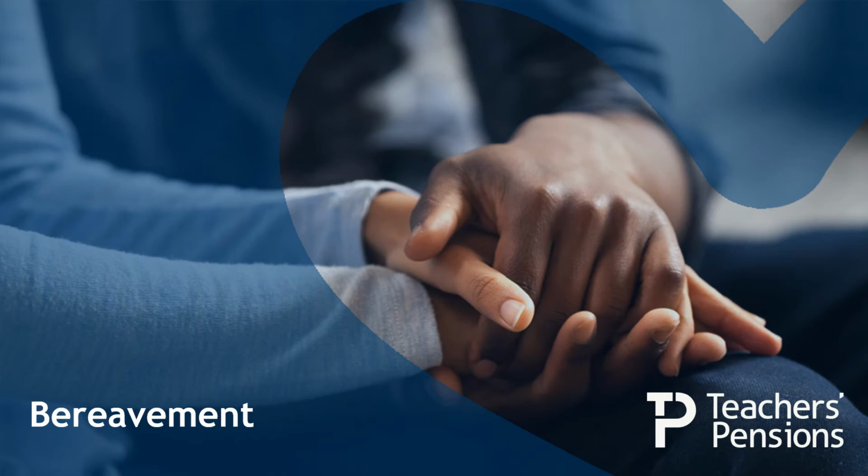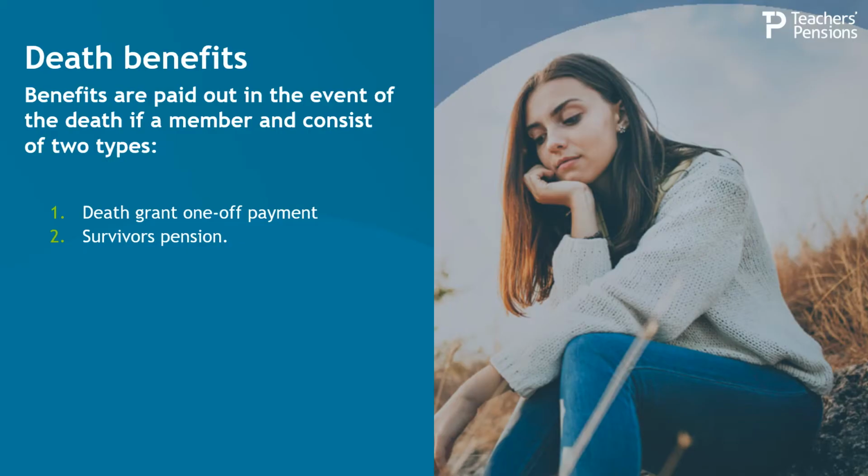In this webinar, we'll be giving you more information on death benefits, what they are, and who they're applicable to. In the event of a member's death, there are two types of benefits which could be paid out. These are a death grant one-off payment and a survivor's pension. There are four types of death grant payments: an in-service death grant, an out-of-service death grant, a supplementary death grant, and a refund of contributions plus interest. And there are two types of survivor's pension: a short-term pension and a long-term pension.